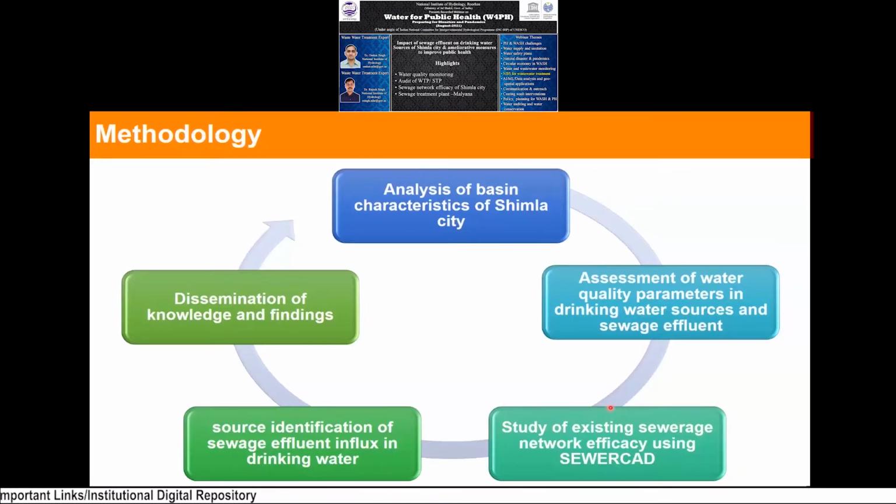And then the source identification of sewage effluents influx in the drinking water. And finally, the knowledge which we gained from this study was disseminated to the line departments and the people of the study area. So this was the methodology which we adopted for this study, which was mostly investigative in nature.